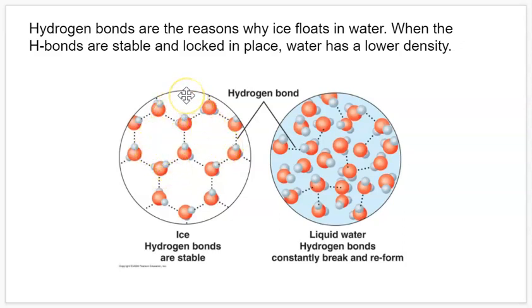So overall, the density of ice is lower than the density of liquid water. As they're moving around and being able to freely interact with each other, they're able to get in a lot tighter. And that's why, because there's more empty space and there's going to be less mass per unit volume, that is why ice ends up being less dense than liquid water.